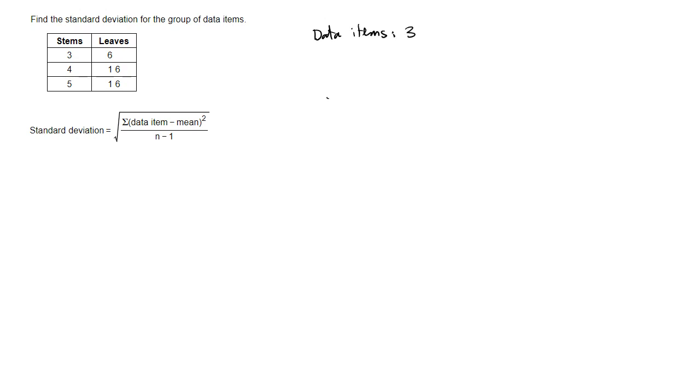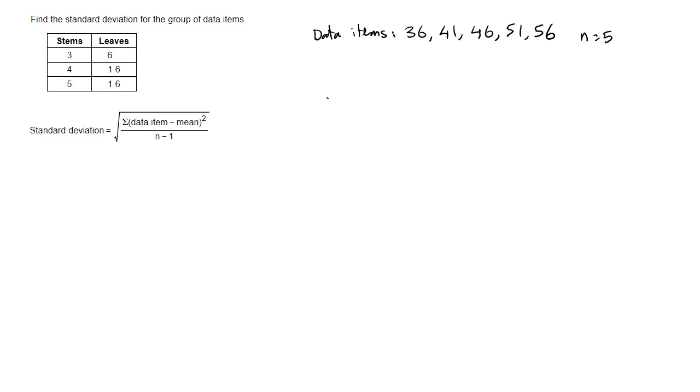36, 41, 46, 51, and 56. So the total n, which is the number of data items, is 5.